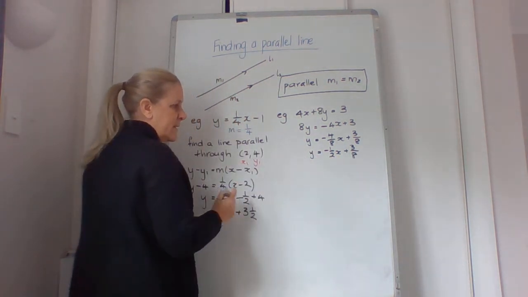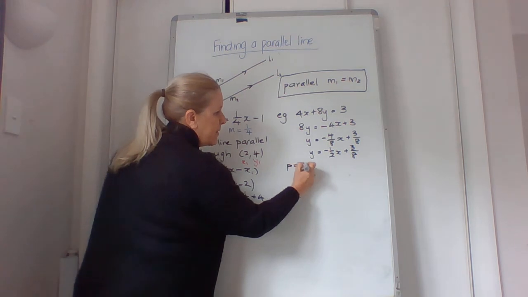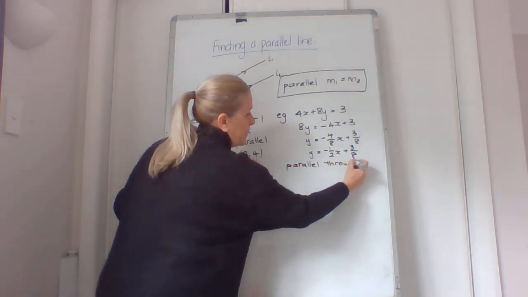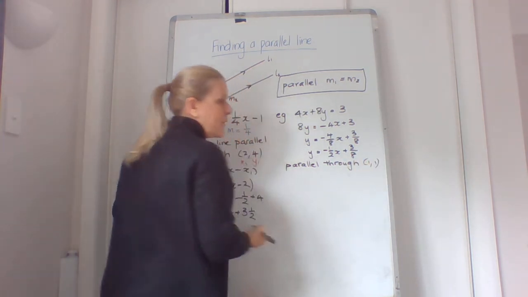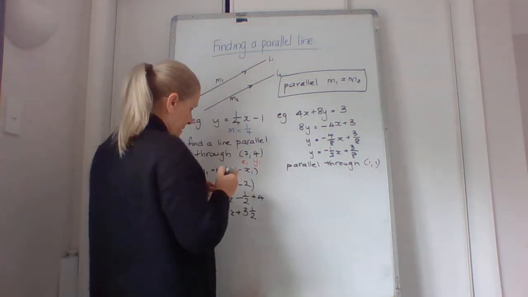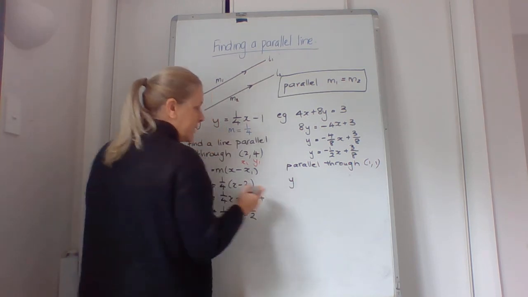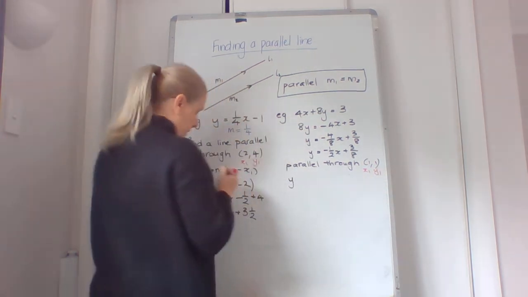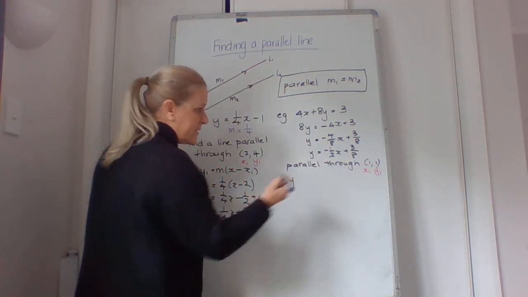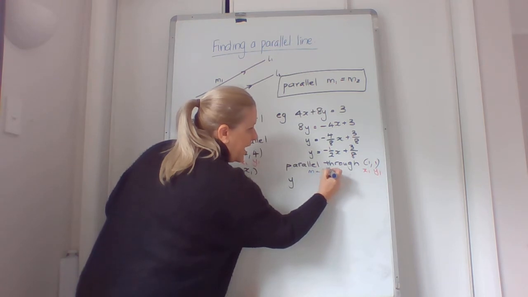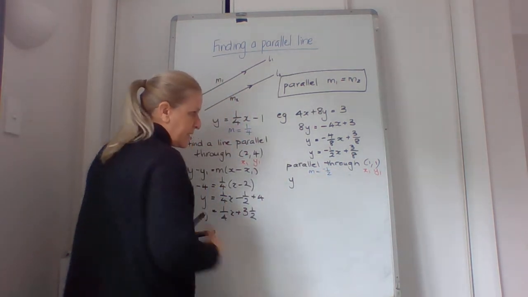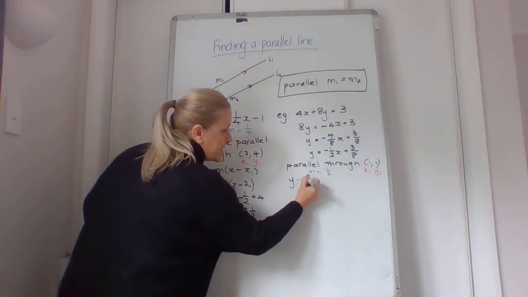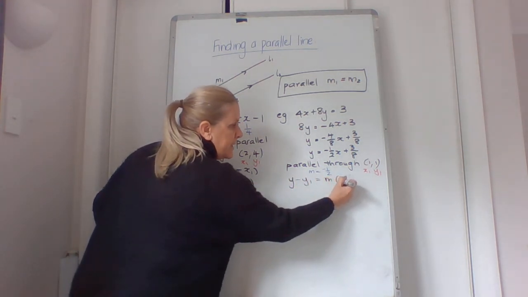There's our gradient, and if we need a line parallel through, I'll make it easy this time, 1, 1, then when we use our formula, what 1, 1 is is our x1 and y1, and our gradient is equal to negative 1/2. So we put it in our equation. Y minus y1 equals m(x minus x1).